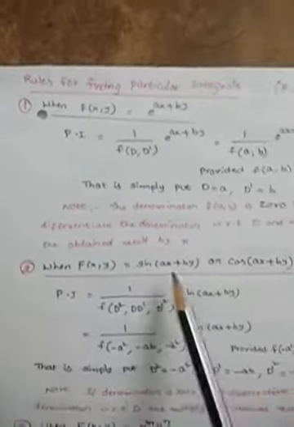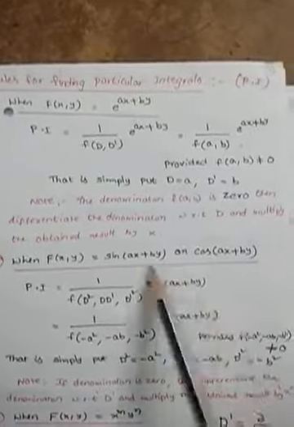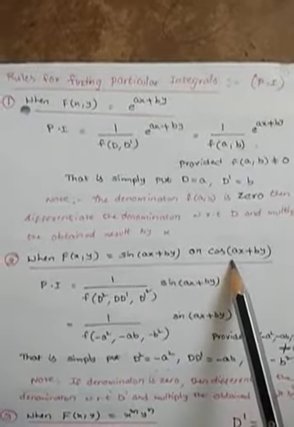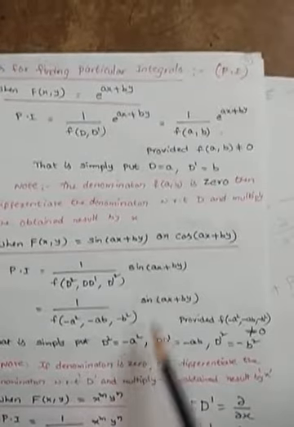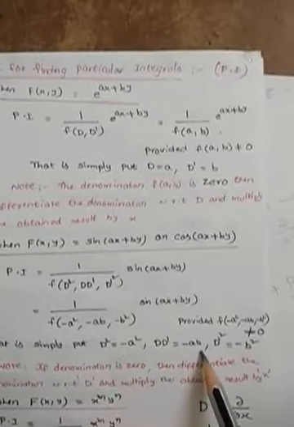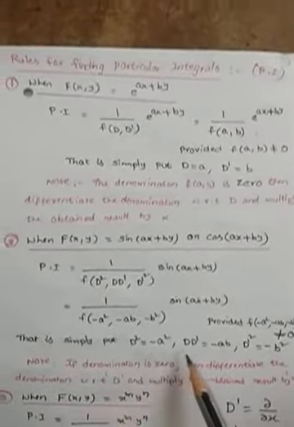Suppose the right side of the equation has trigonometric functions like sine or cosine. Here we just have to replace D squared as minus a squared, DD dash as minus ab, and D dash squared as minus b squared. What is meant by D? D means del by del x and D dash means del by del y.